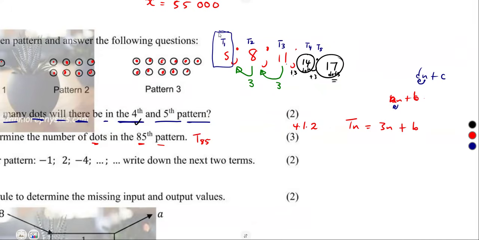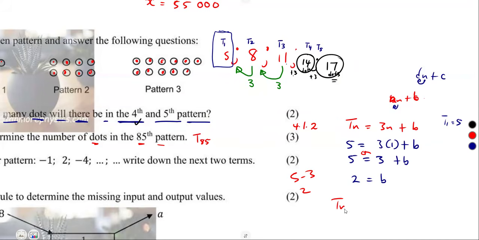So you have to find the value of b, and for that you can use the first term. Remember, T1 equals 5. So 5 is equal to 3 times 1 plus b. So 5 is equal to 3 plus b, so b is going to be negative here. 5 minus 3, that's 2. So 2 is equal to b. Therefore, we can have our Tn formula from there. Our Tn is equal to 3n plus 2. So this is what you're going to have.